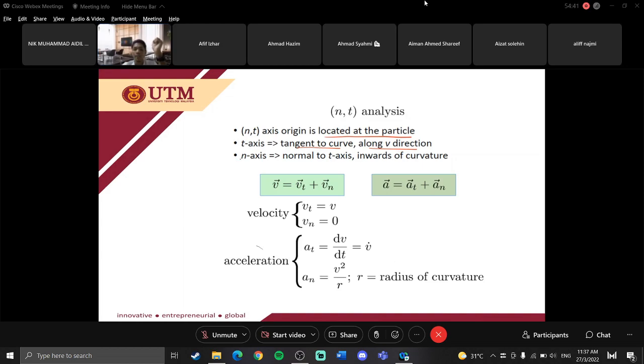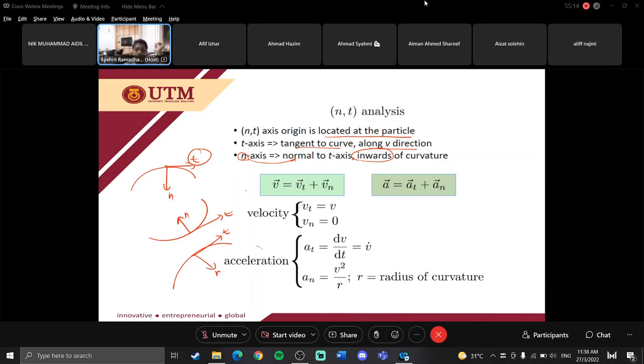And then the N axis, N refers to the normal axis. The normal axis is always inwards of the curvature. If you have the curve like this, then this is your N. If you have the curve like this, this is your N. Always inward. And this is your T. T follows the direction of motion. It depends, but usually it will provide you where the direction of the motion is.